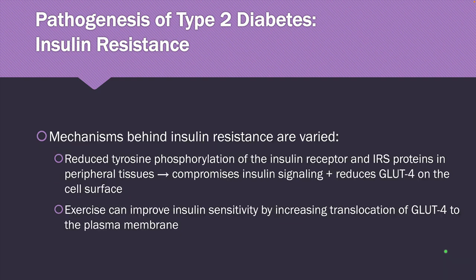The mechanisms behind insulin resistance are varied. One of the more famous mechanisms is that there is reduced tyrosine phosphorylation of the insulin receptor and IRS proteins in the peripheral tissues. That compromises insulin signaling and therefore results in reduced GLUT4 on the cell surface. Wala kang GLUT receptor, walang transfer ng glucose mo. Exercise can improve insulin sensitivity by increasing translocation of GLUT4 to the plasma membrane, causing a decrease in your glucose levels.